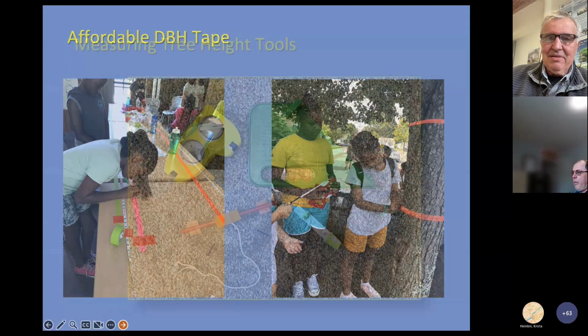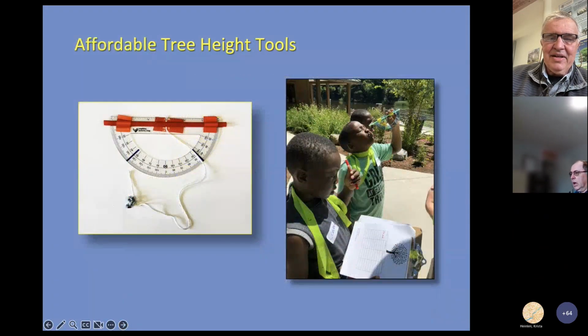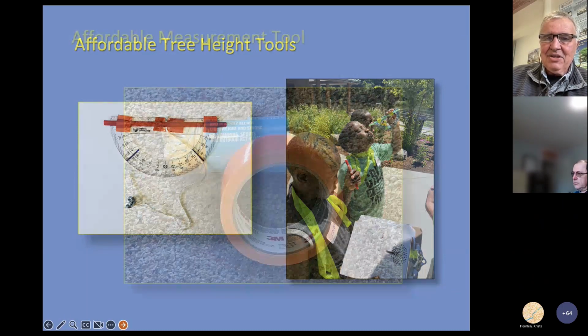So you don't have to spend a ton of money. Here we have a clinometer that can look at the tree heights and measure, and also we make one here just out of a protractor, some string, and have the kids. And you can see one of our campers here in the summer program measuring the heights, and the kids recording the data. So I just wanted to show you this.